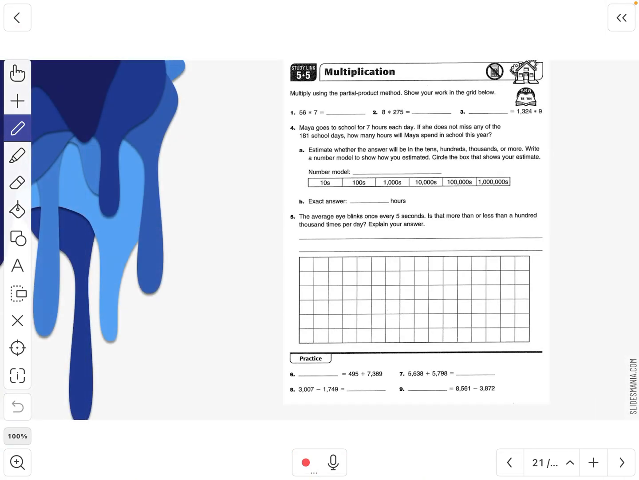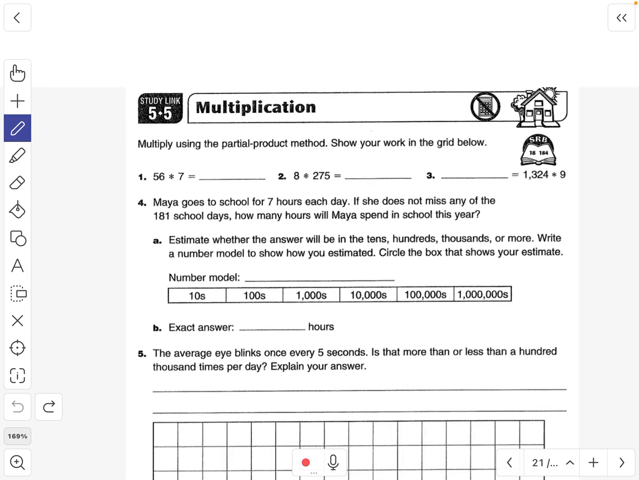This is your study link, and it looks very similar to the pages we just did. They even gave you some space to do your work right down here. So use that space to do your work. So you're going to multiply using the partial product method.